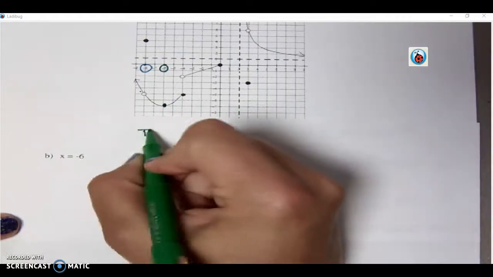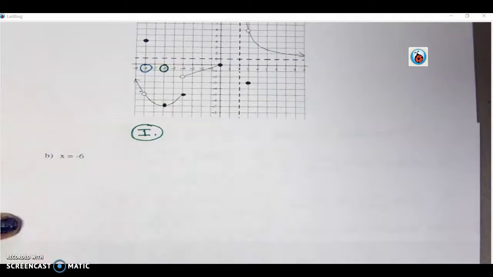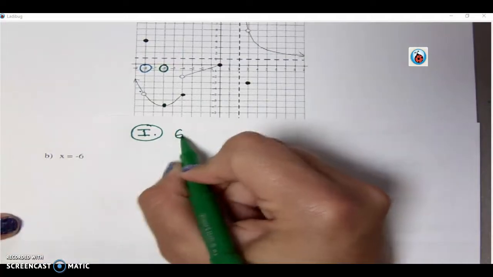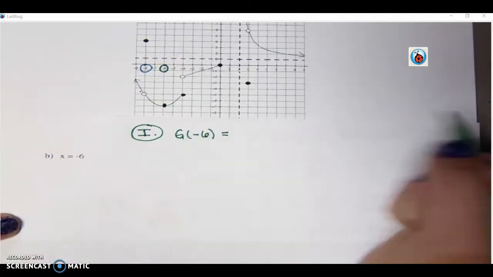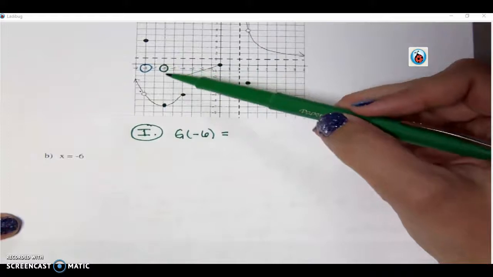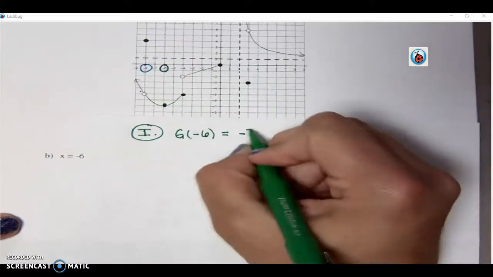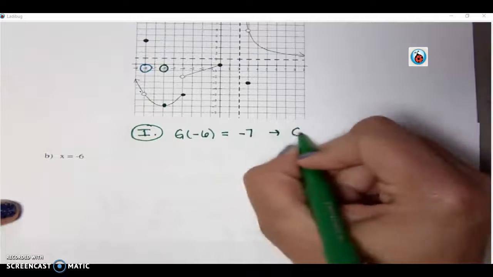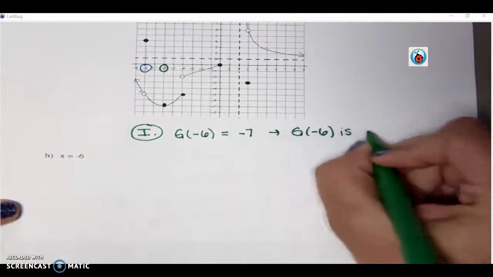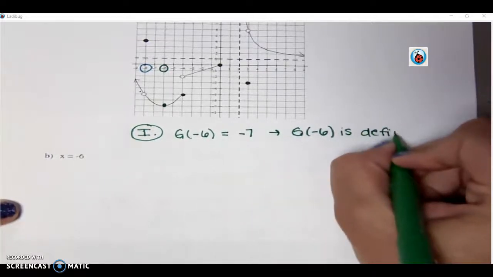So for the first part, we're figuring out if g of negative 6 is defined. So we're going to figure out, okay, well, what is g of negative 6? Well, g of negative 6 is that y value negative 7. So we can say g of negative 6 is defined because we have that y value there.